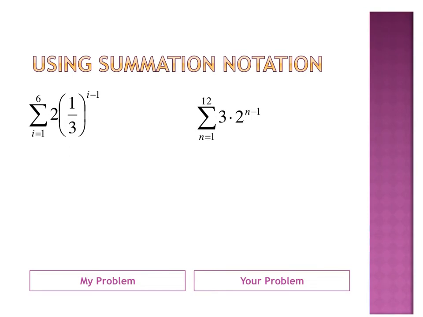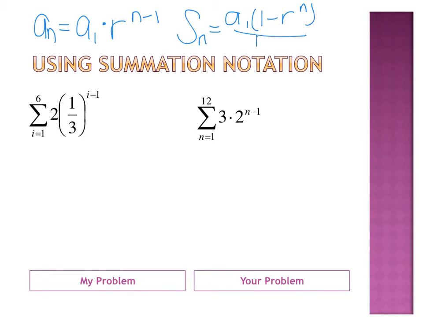Okay, so I'm going to write our equations here again. Our a_n is equal to a_1 times r to the n minus 1. And when we get sigma notation for the geometric sequences or series, we are going to use this equation, S_n equals a_1 times (1 minus r to the n) over (1 minus r). The other equation we'll talk about on Monday, okay? We're just going to focus on this equation today.